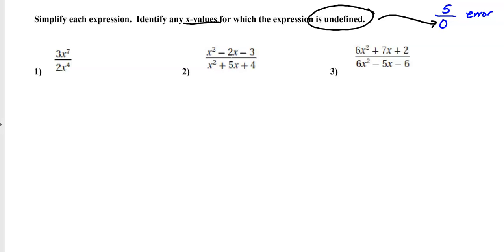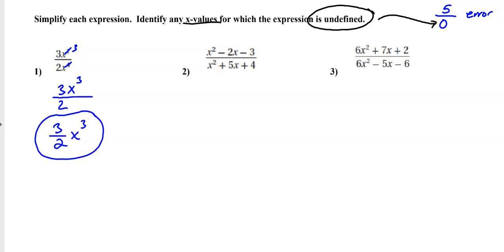So let's get started. The first one is very straightforward, there's no pluses or minuses involved. So we're just going to go back to chapter 1 and use our rules. So 3 over 2 is going to stay there. But then x to the 7th and x to the 4th can be canceled out. These 4 will cancel out with 4 of these. So it's actually going to leave me x to the 3rd on top. So I've simplified the expression. I also could write this as 3 halves x to the 3rd.